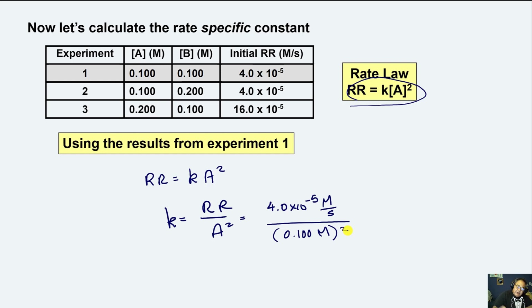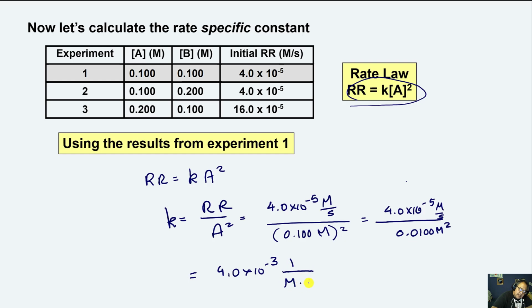So when I do that calculation, I need to move this control out of the way. I'll keep running into it. When I do that calculation, that'll come out to be 4.0 times 10 to the minus 5th molarity per second divided by 0.0100 molarity squared, okay? And then that'll come out to be 4.0 times 10 to the, I'm just doing the exponent math in my head, minus third. And then I'm going to end up with this funny unit, 1 over molarity times second.